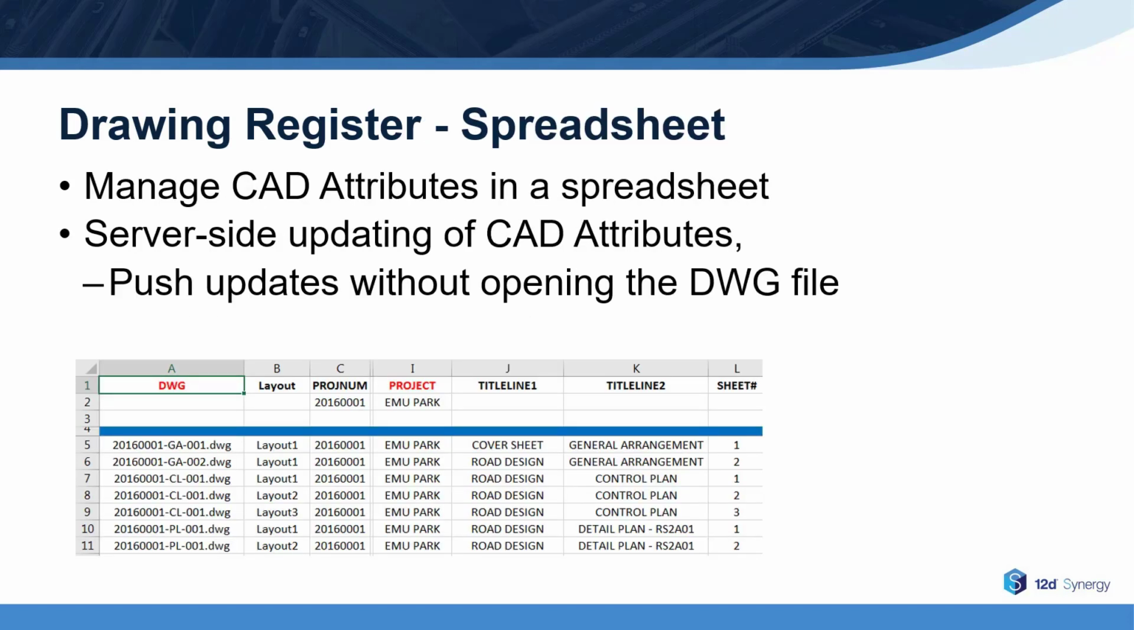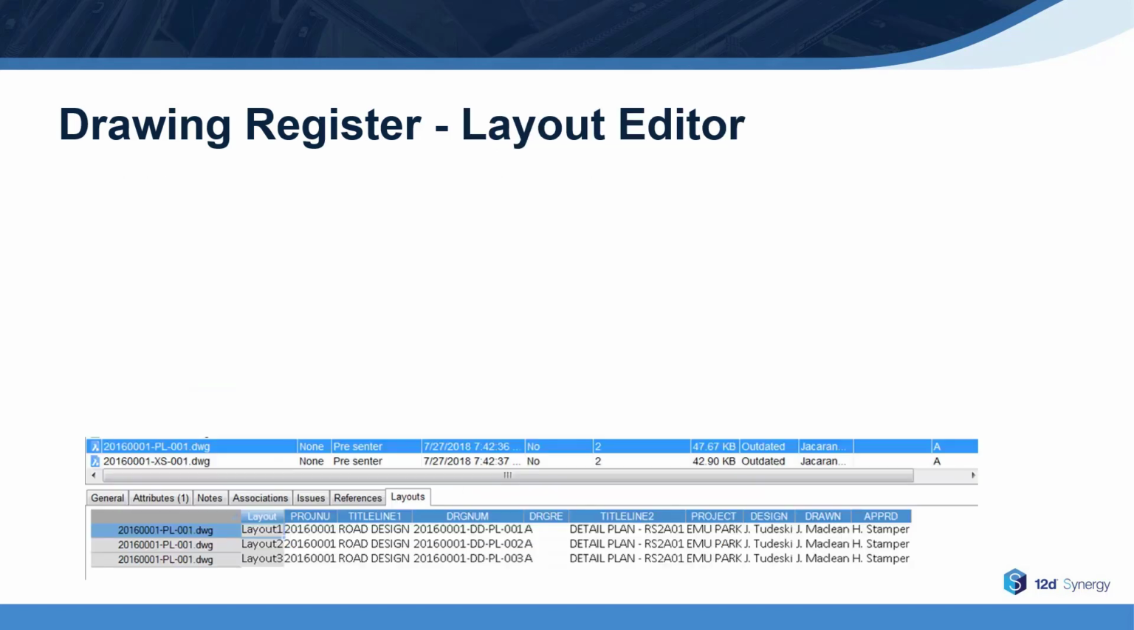For the register method, your CAD attributes can be managed in a spreadsheet, and then Synergy will do what's called a server-side updating of your CAD attributes, and this will push the attributes without opening the drawing file. This is something that AutoCAD still hasn't managed to do yet.